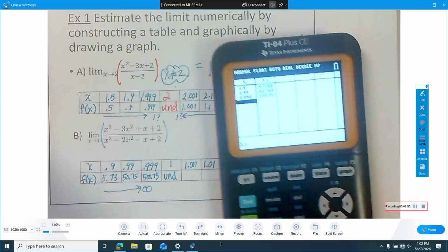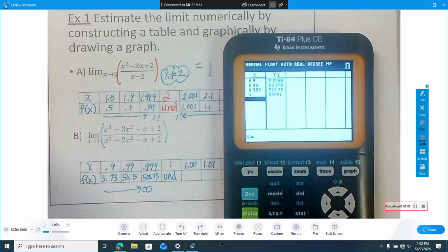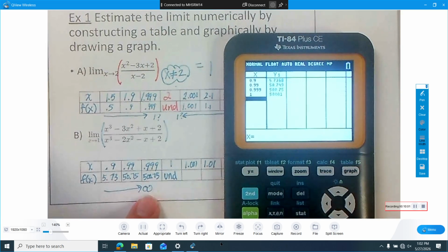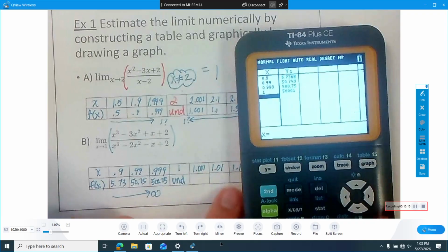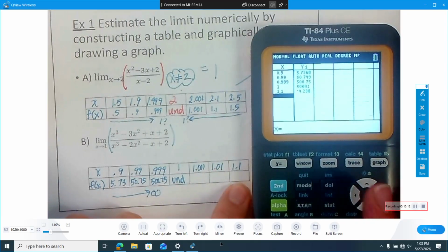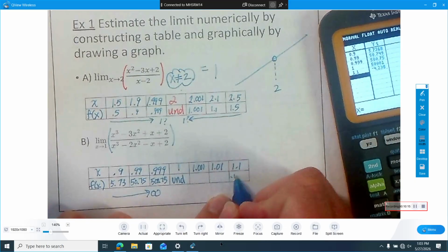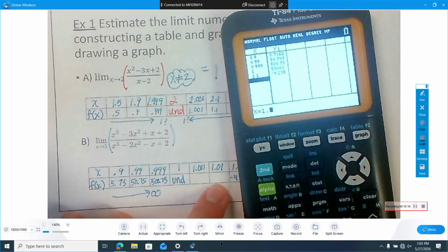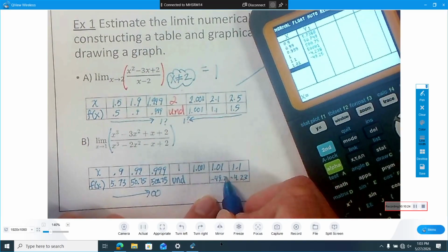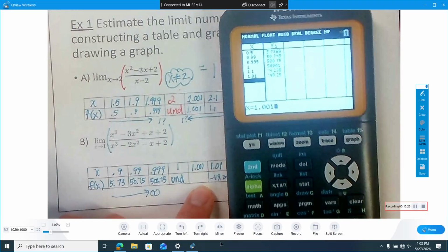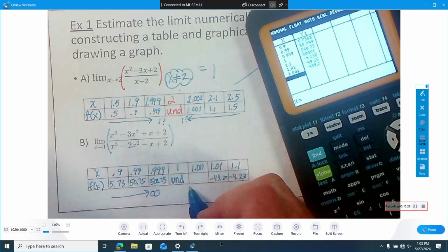Does that make sense? I could even try 0.9999, and it's like, ooh, 50,000. Crazy, okay? So it is growing very, very quickly. I moved 1/1000th and it jumped 500 spaces. So huge. All right, on the other side, if I do 1.1, I'm at negative 4.23. At 1.01, I'm at negative 49. And then at 1.001, I'm at negative 499.